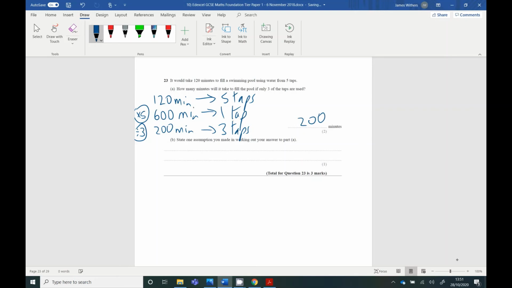Now, what assumption have you made? Well, we're assuming each tap is filling at the same rate, aren't we? So something like that. So state one assumption: each tap fills the pool at the same rate. So anything similar to that would be fine. Okay, so each tap fills the pool at the same rate.